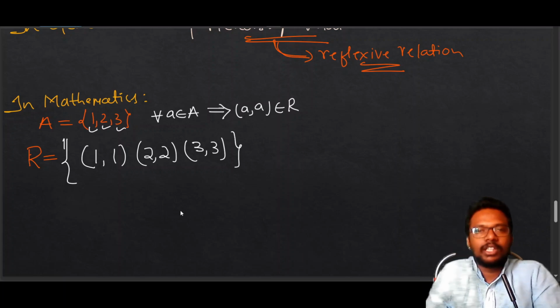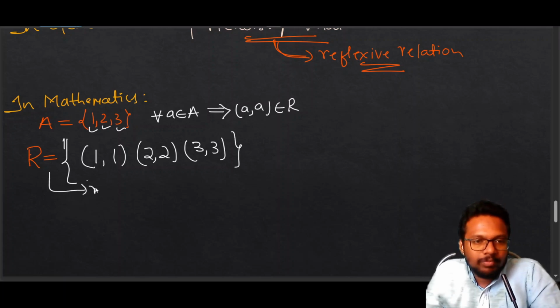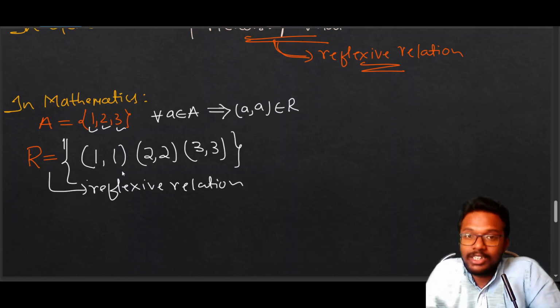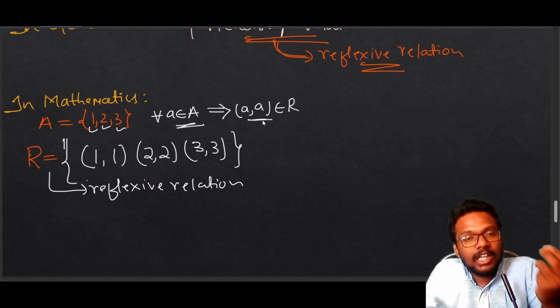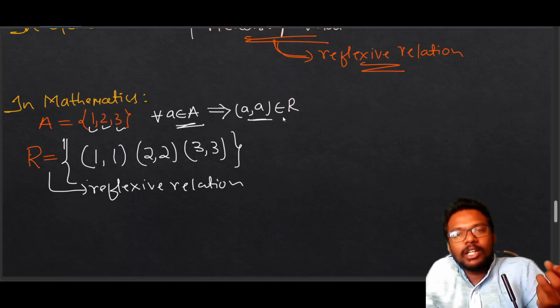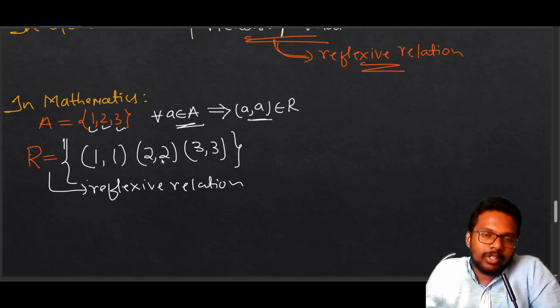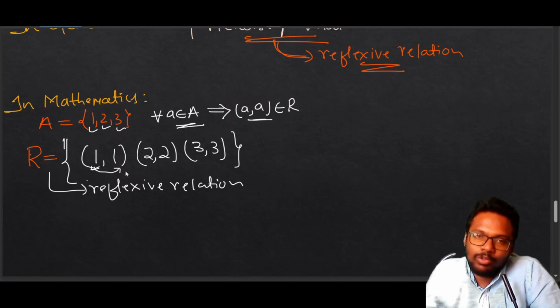If I close here, this R becomes a reflexive relation, because it satisfies the condition: for every element a of A, (a, a) belongs to R. That means every element of A is related to itself. For example, if I consider 1, here 1 is related to 1. If I consider 2, here 2 is related to 2. If I consider 3, here 3 is related to 3.